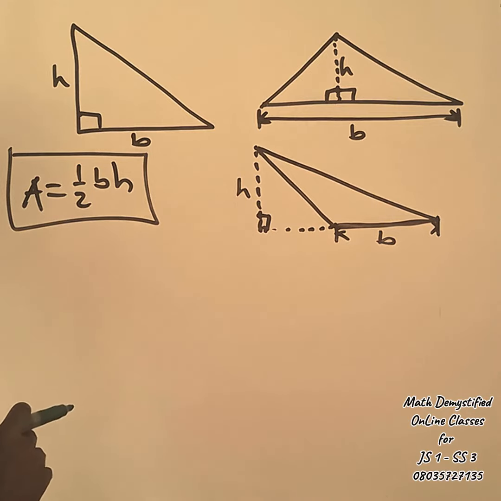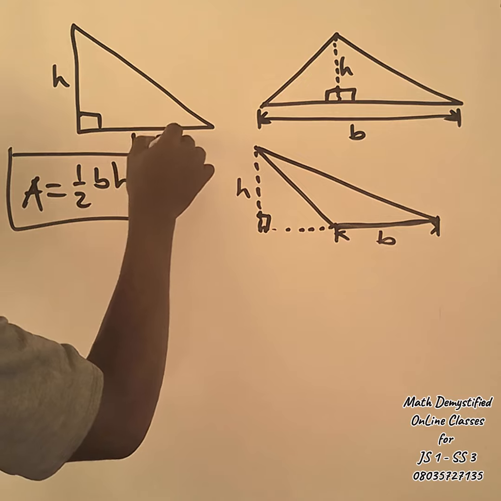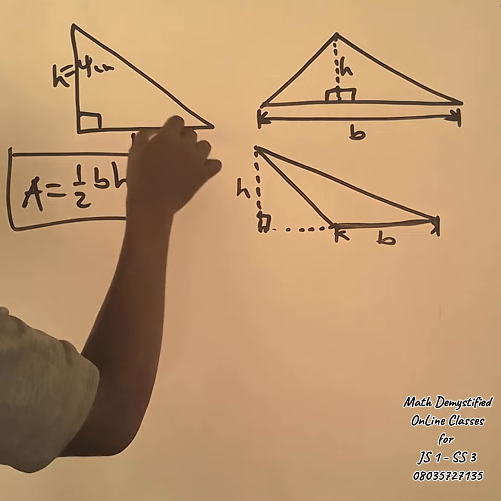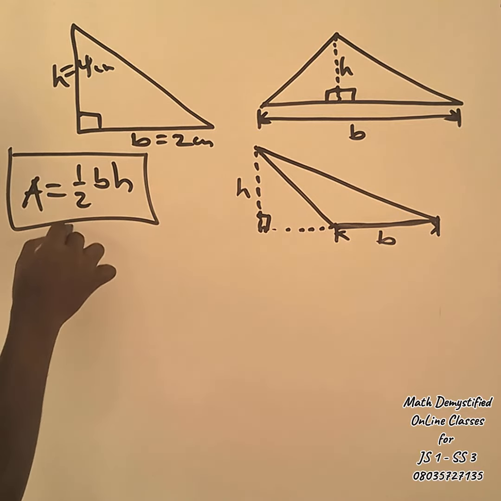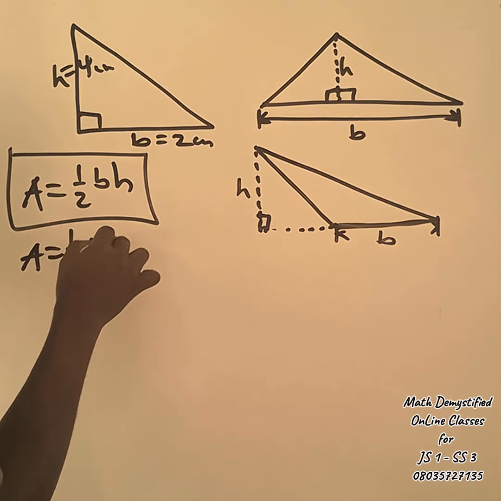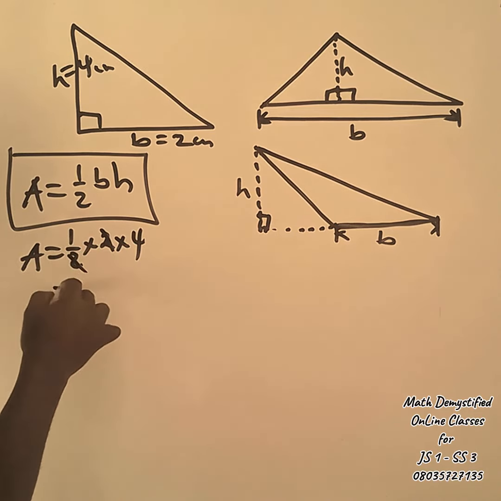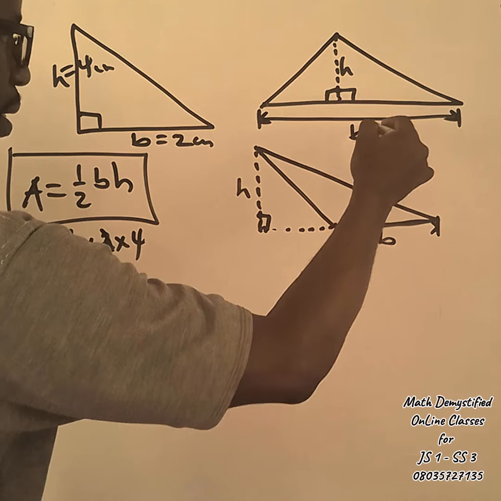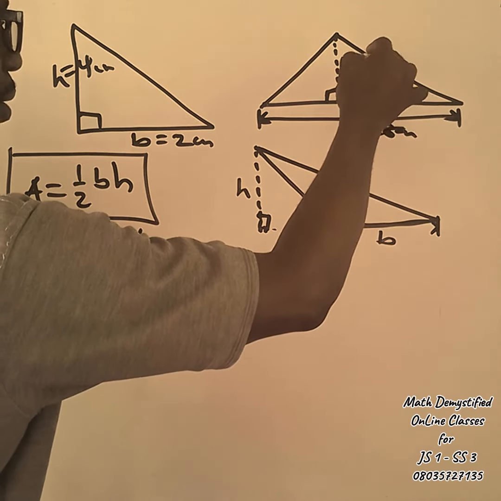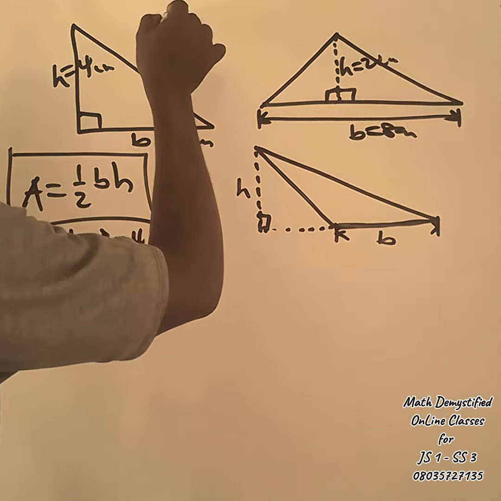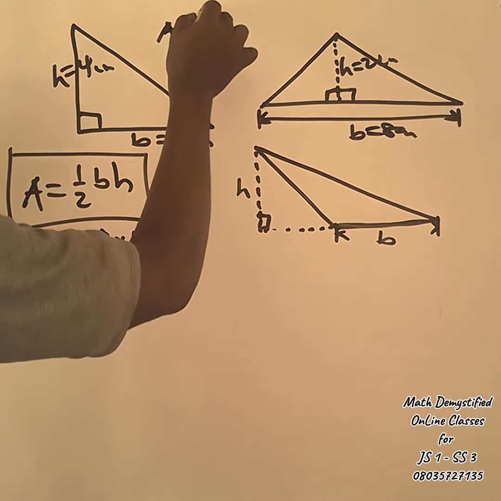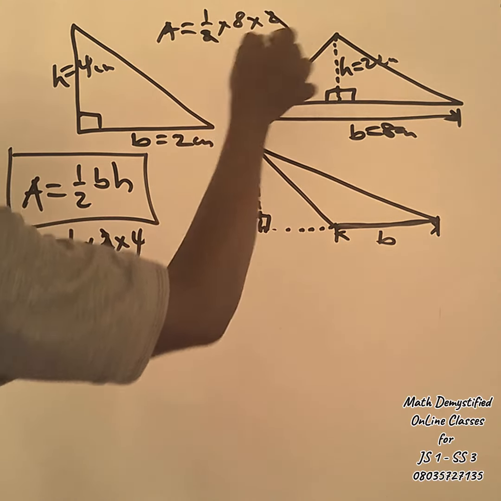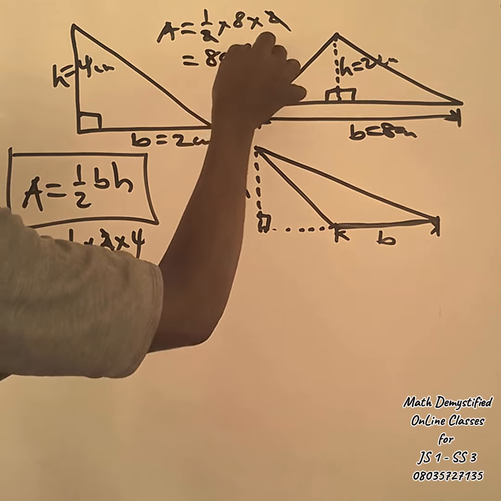Let's take an example of this. If I call this place 2 and I call this place 4 centimeters, so the area will be equal to half times 2 times 4. When I cut, I'll have 4 centimeters square. If I have this type, say this part is 8 centimeters and here is 2 centimeters, my area will be half times 8 times 2. 2 will cut this, I have 8 centimeters square.